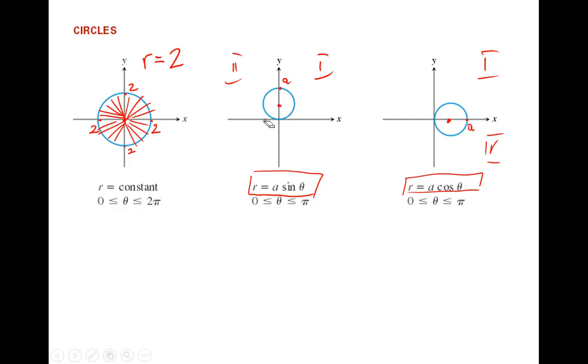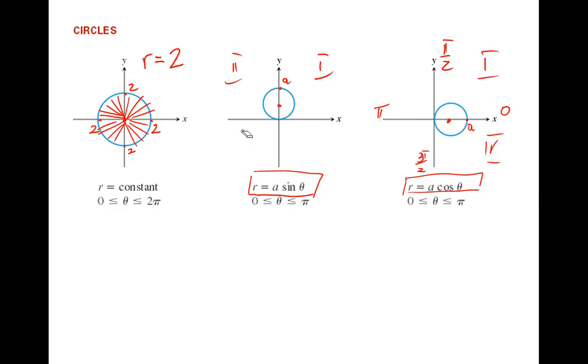What is also quite important when drawing polar curves: with cosine, you will probably see more intersections on the x-axis, because the x-axis represents 0 degrees and pi. This is pi over 2, and this is 3 pi over 2. Cosine at 0 is 1, cosine at 180 is -1, so we can place the point on the other side.